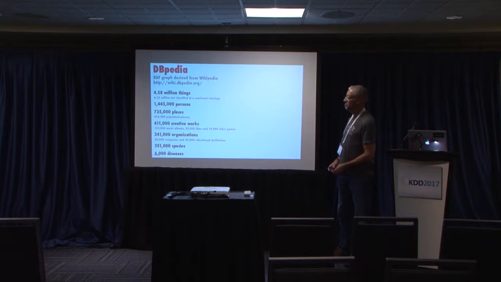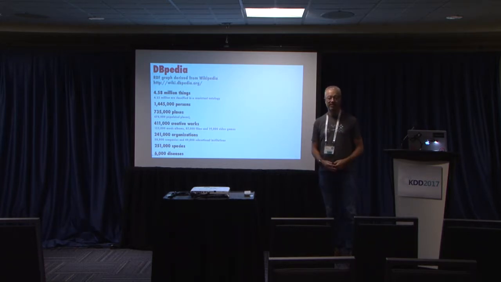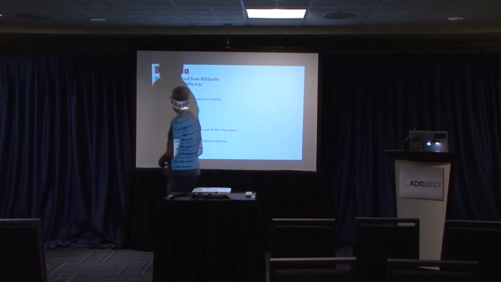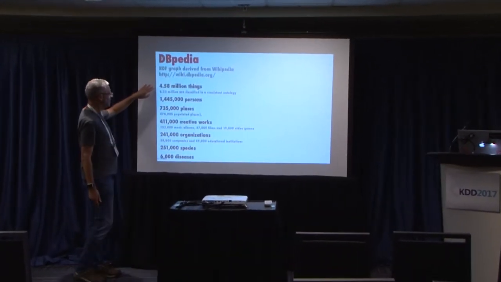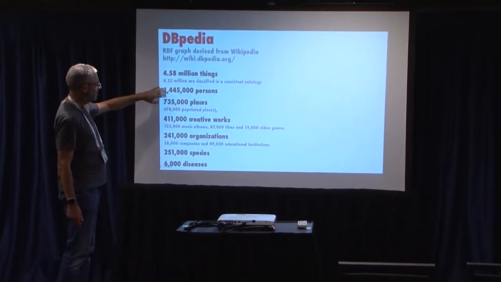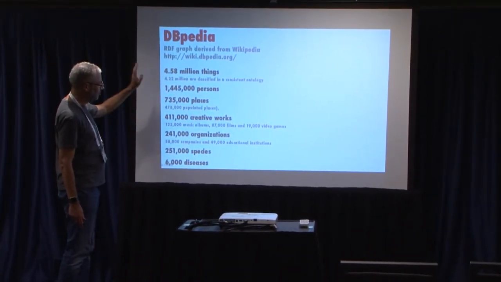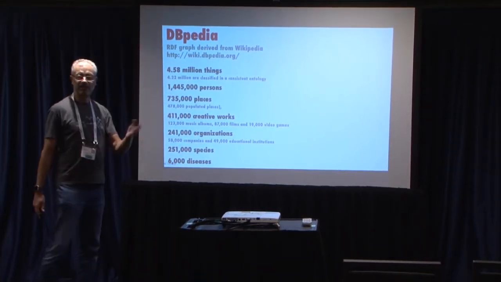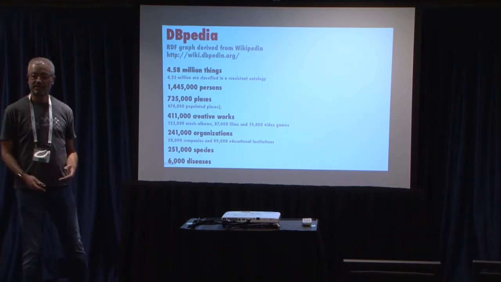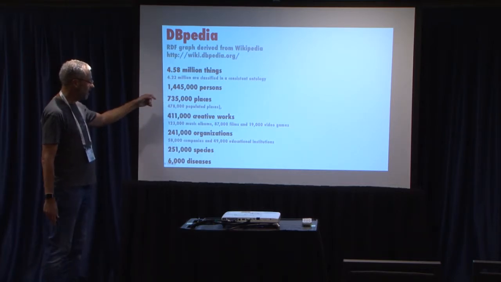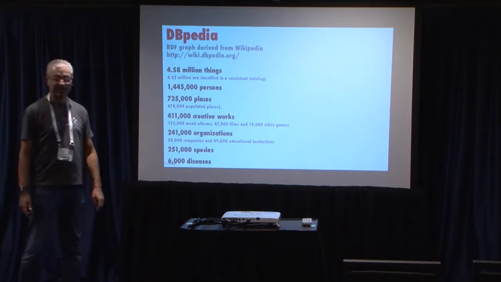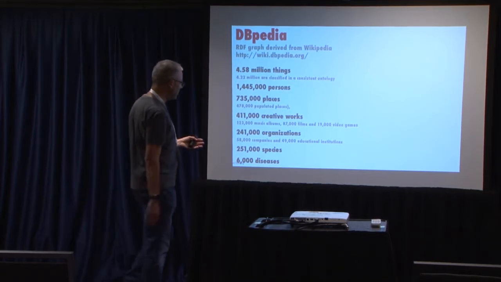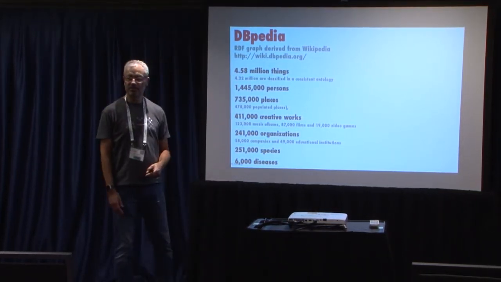Of course, there's DBpedia, the graph database based on Wikipedia, and it has 4.5 million things, of which 1.5 million are people, close to 1 million places, creative works, music, paintings, and so on, of close to 500,000, and 241,000 organizations. And if you think about it, this is a lot, a lot of organizations.